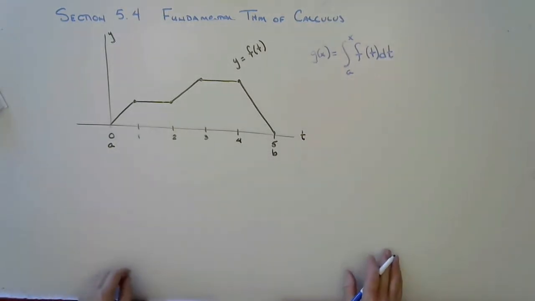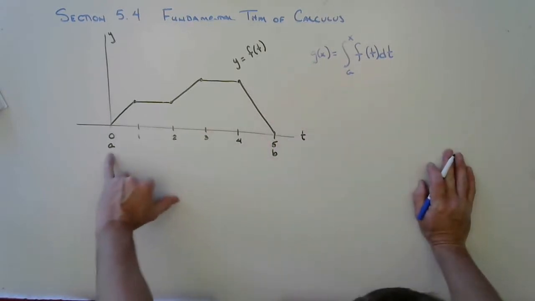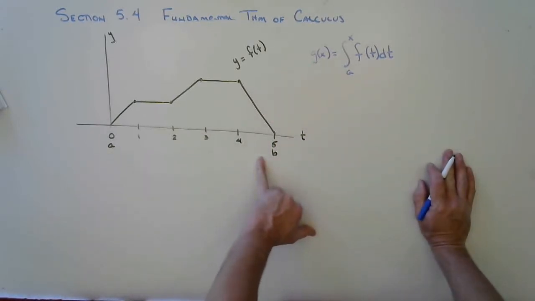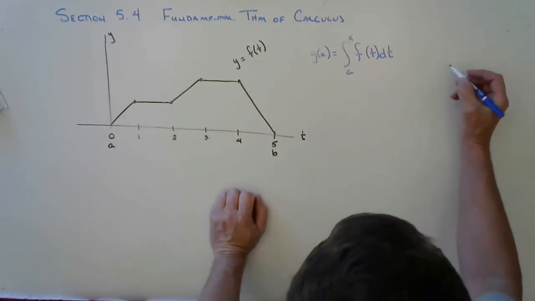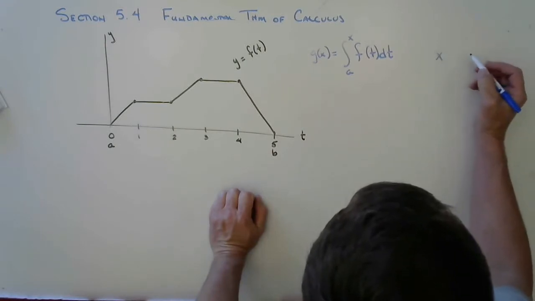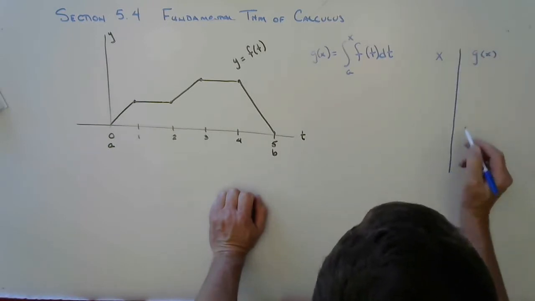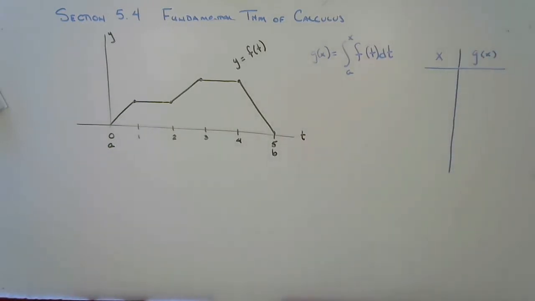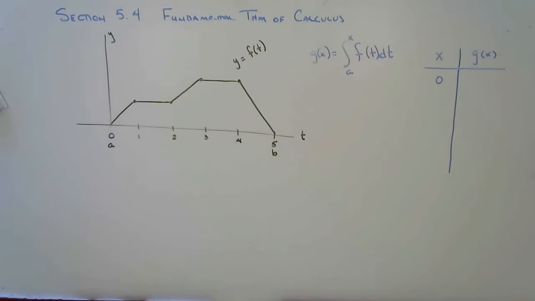G of x is the integral from a to x of f of t dt. So what does this say? It says g accumulates the area starting here and we move to the right. X is our variable. So we're going to build our t-table over here, just like we did back in Algebra 1. Okay? So we're going to start and we're going to say, okay, what happens if x is 0?